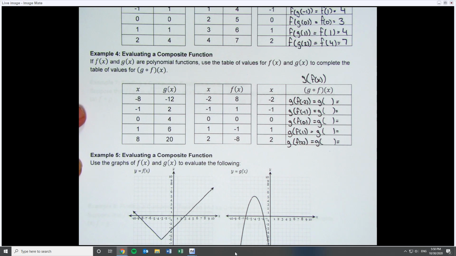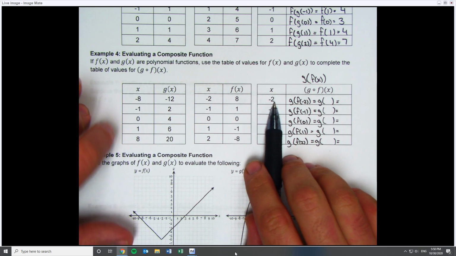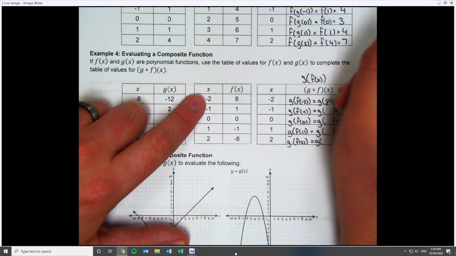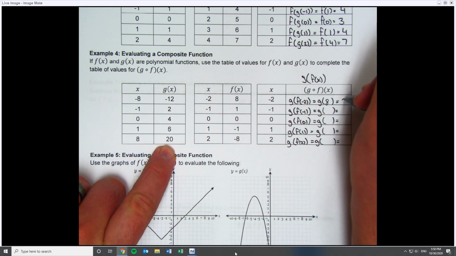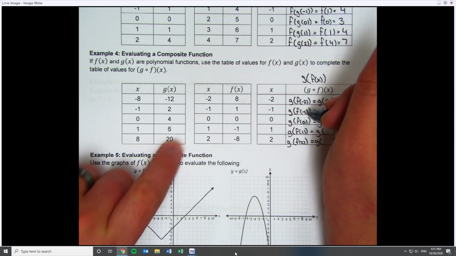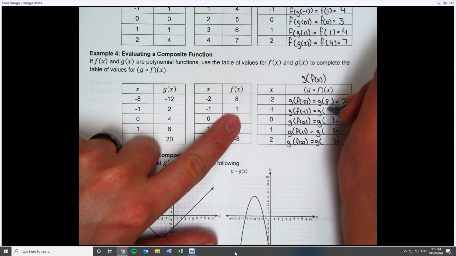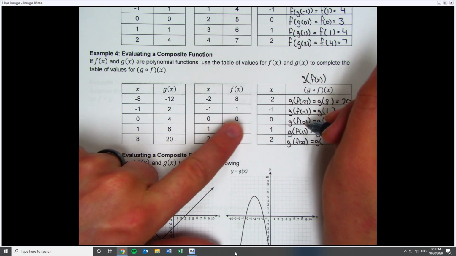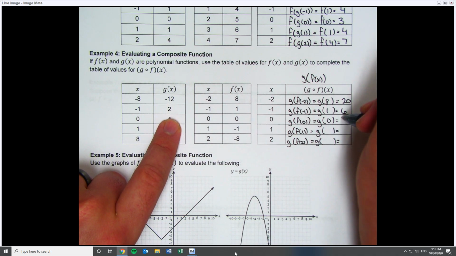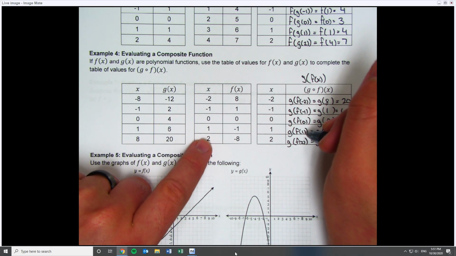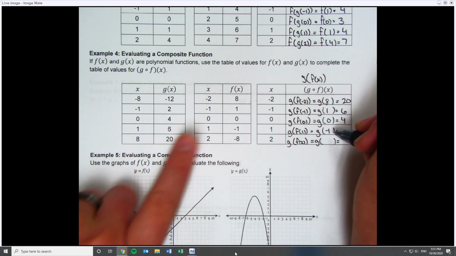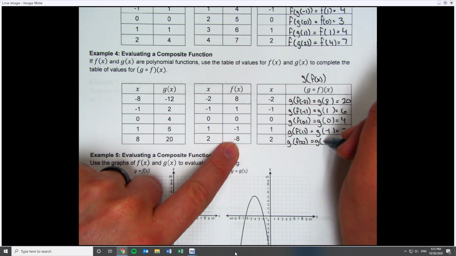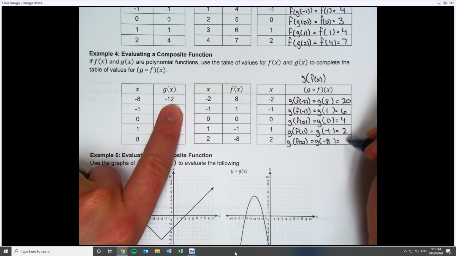All right, now let's do it the fast way. So negative 2 is first. f is the one I evaluate. So f of negative 2 goes to 8. And then 8 goes to 20. Next up, negative 1 goes to 1. And 1 goes to 6. Now 0, 0 goes to 0, 0 went to 4. Now I have 1 goes to negative 1. Negative 1 goes to 2. And lastly, 2 goes to negative 8. Negative 8 goes to negative 12.